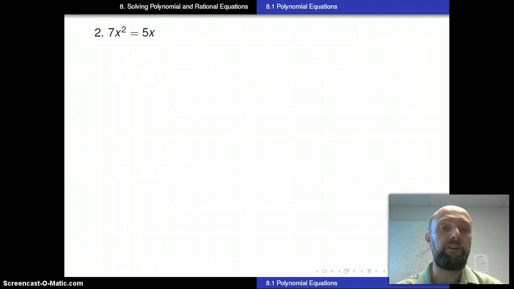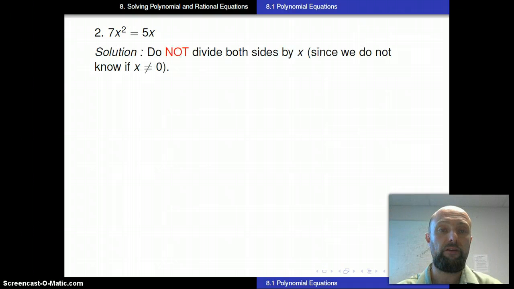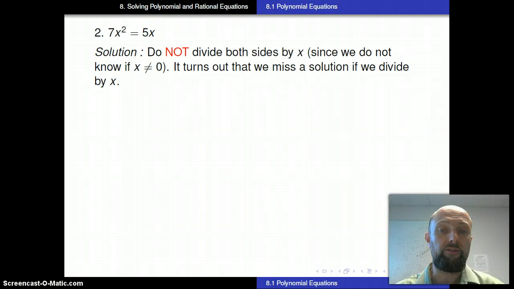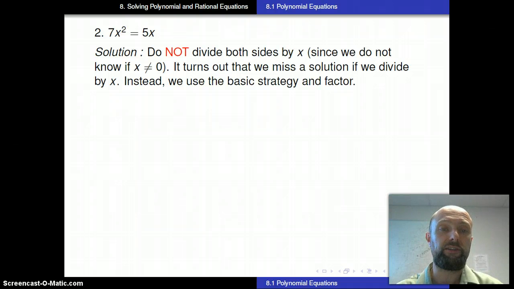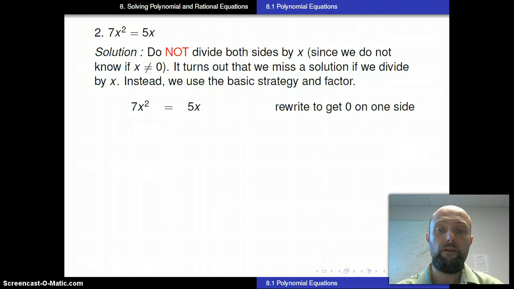Question 2. 7x squared is equal to 5x. Do not divide both sides by x, since we do not know if x is not equal to 0. It turns out that we miss a solution if we divide by x. Instead, we use the basic strategy and factor. We need to rewrite this equation to get a 0 on one side.